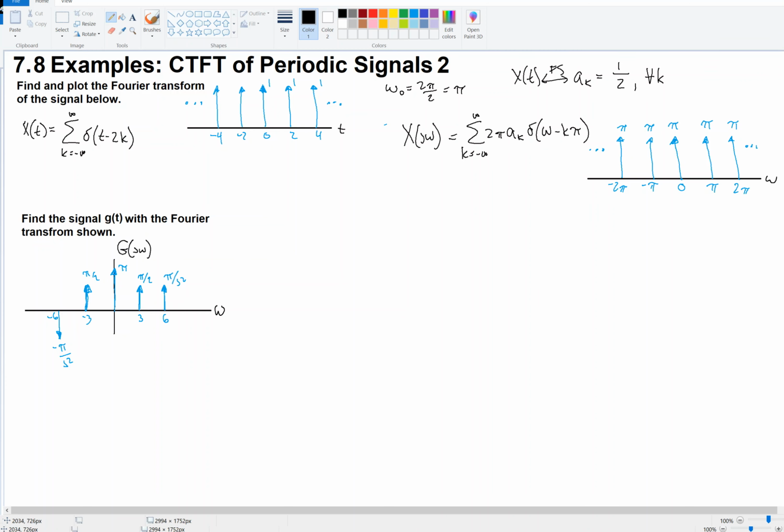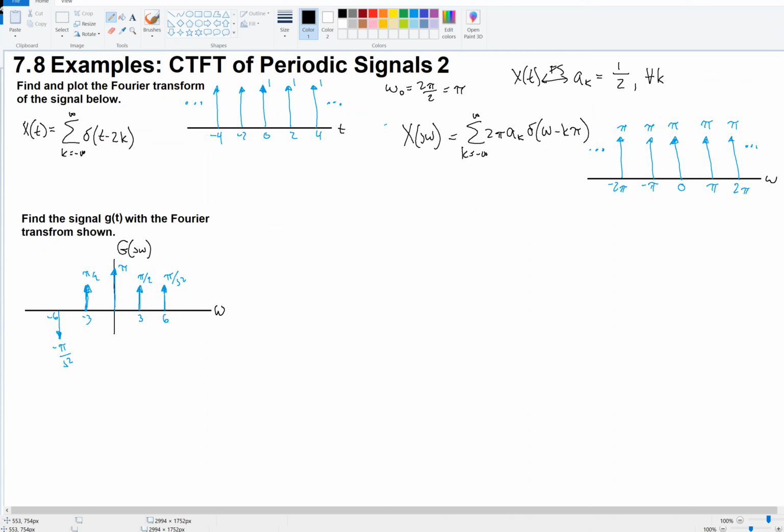Moving on to the second example, find the signal g of t with the Fourier transform shown below. So this is going the reverse direction now. We've got the transform and we want to find the signal. So remember, when we had x of t, we wanted to ask ourselves, is this a periodic signal? We want to do something similar here. Ask ourselves, is this periodic?